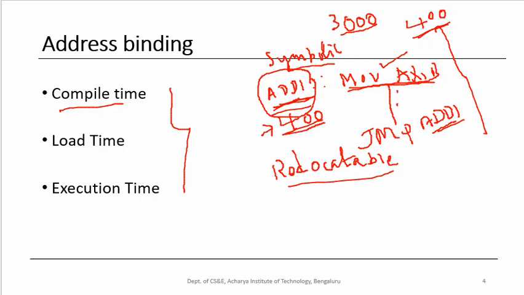Why? Because when this program is loaded into memory, it may get loaded to a memory location which may start from 3000, or it may get loaded to memory whose starting address could be 4000. When it becomes 4000, the relocatable address would still remain the same. It is at an offset of 400 from the beginning. So relocation becomes easy, and that's why these are called relocatable addresses. That is the address that gets generated at compilation time.